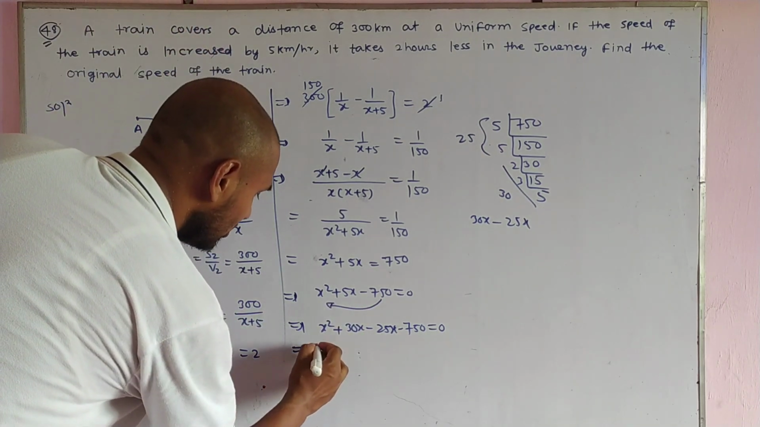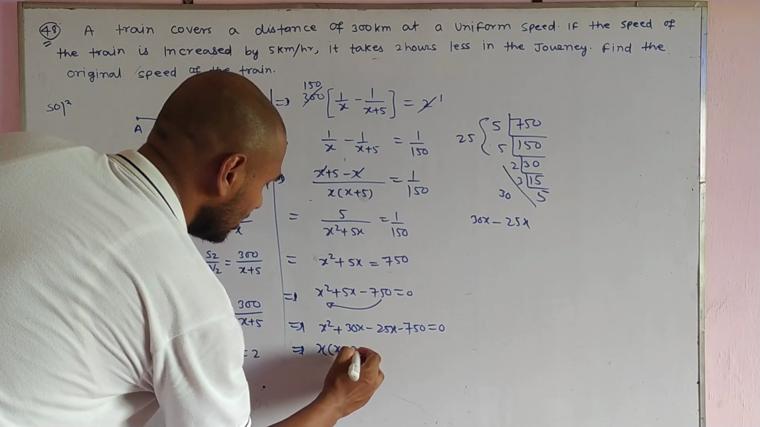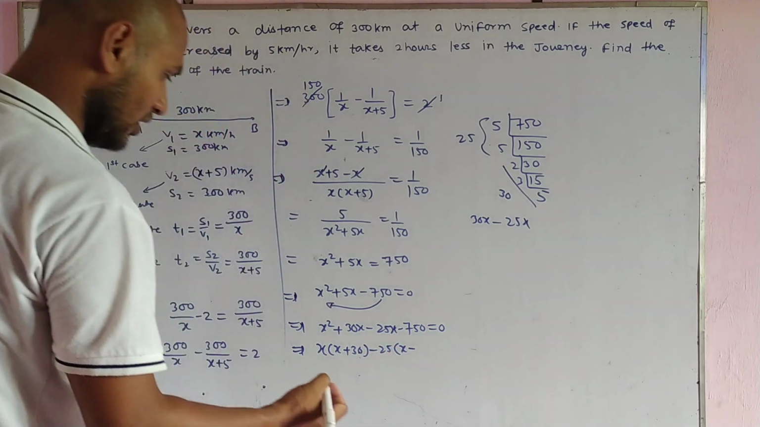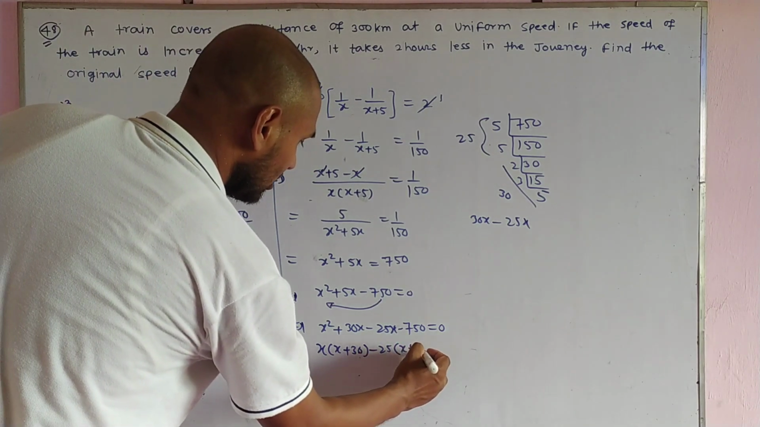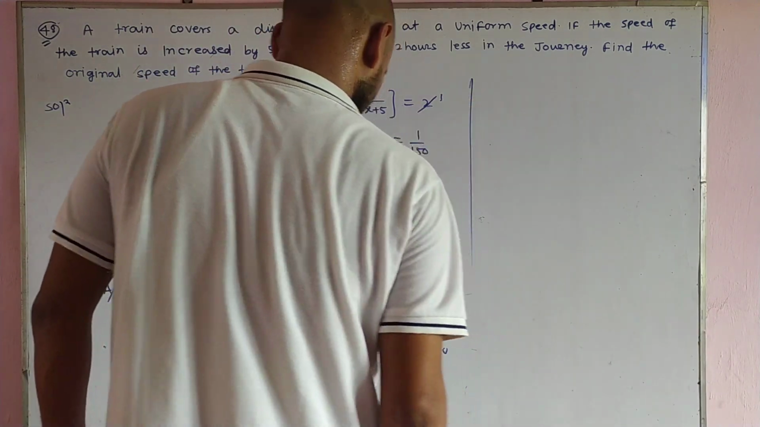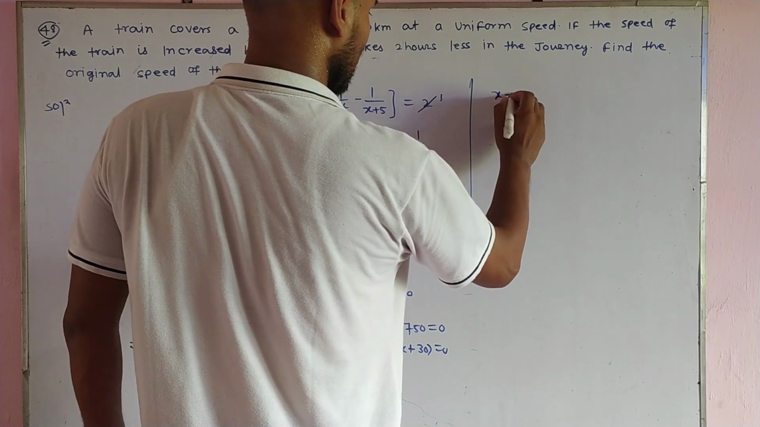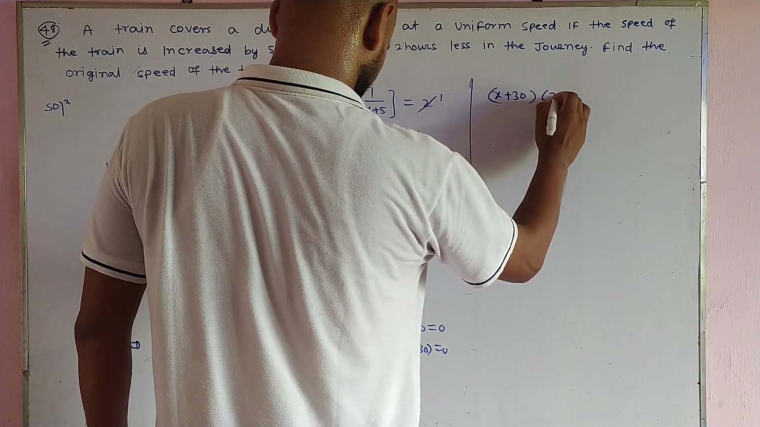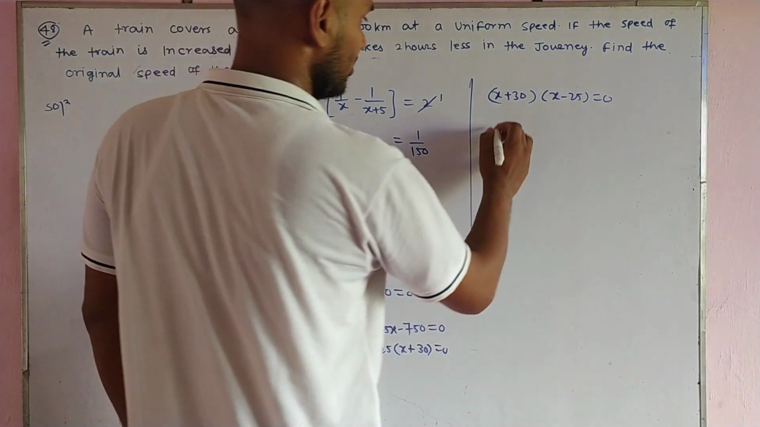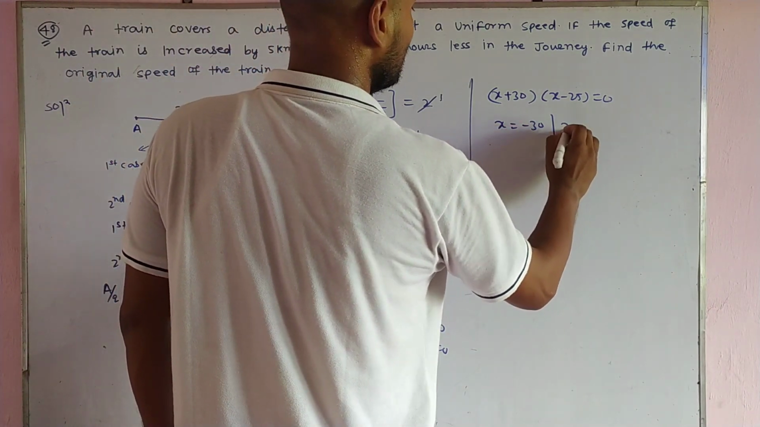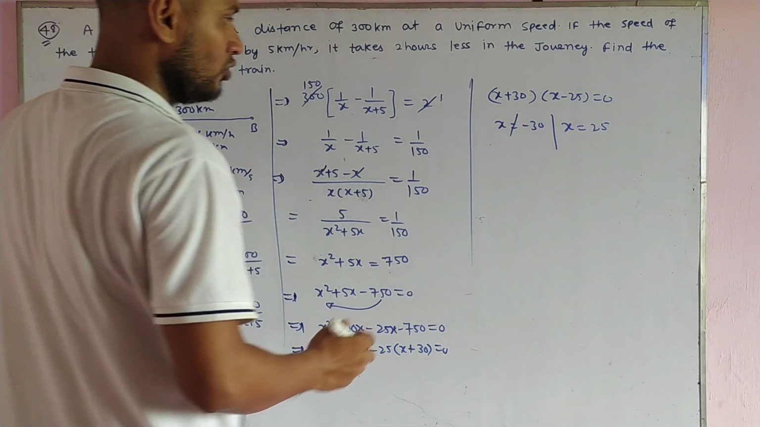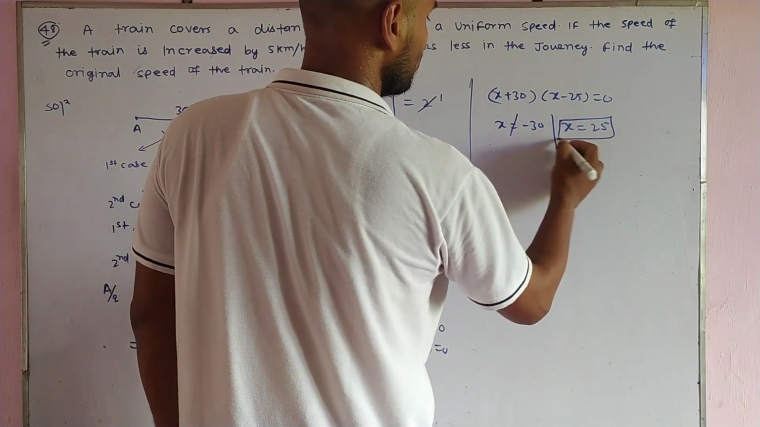From here, taking x common from the first two terms, x plus 30 remains, and taking minus 25 common, x plus 30 also remains. So take x plus 30 common, and the remaining portion is x minus 25. Then x equals minus 30 and x equals 25. We know that speed cannot be negative, so x is not minus 30. Our answer is x equal to 25.